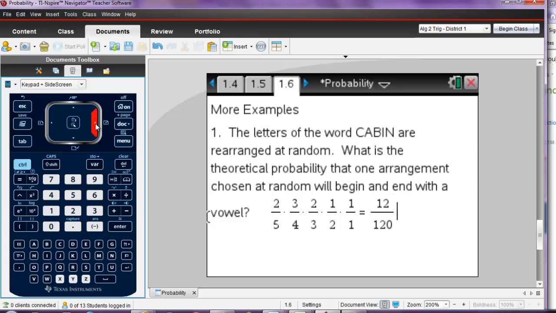If you reduce, you get 1/10, but you don't need to reduce.